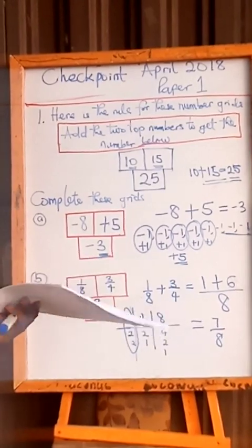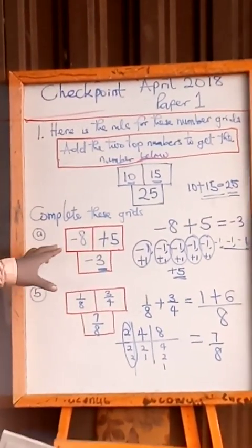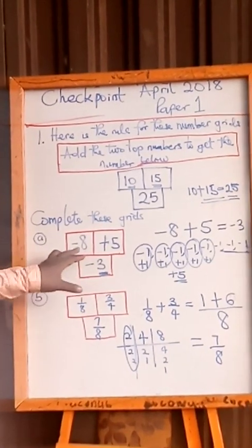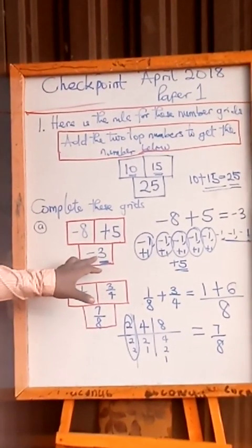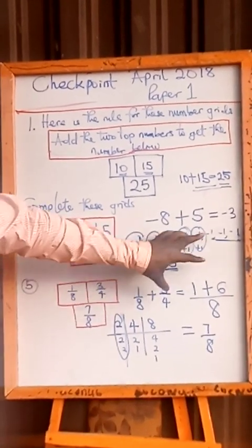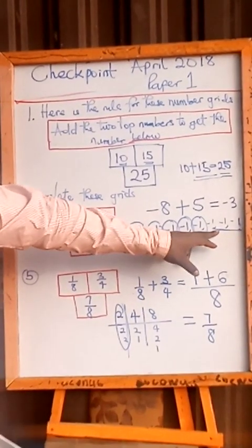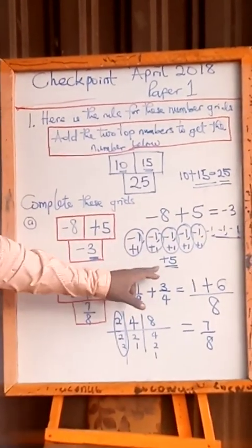Now, I quickly run it through for you to see quickly. Minus 8. What are you going to do to it to give you minus 3? I have shown you. List all this and add all this to remove this. And you are left with what? Minus 3. And that is plus 5.